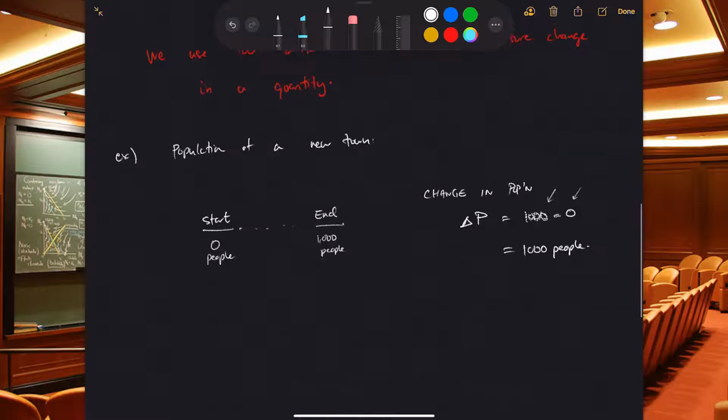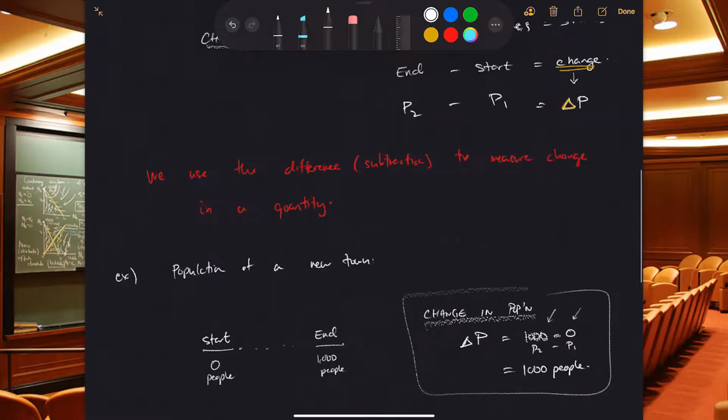And again, it's P2 minus P1. Why is it backwards? Because we're going with the result minus the initial condition. Right? So this is how we measure change. We measure it with subtraction.